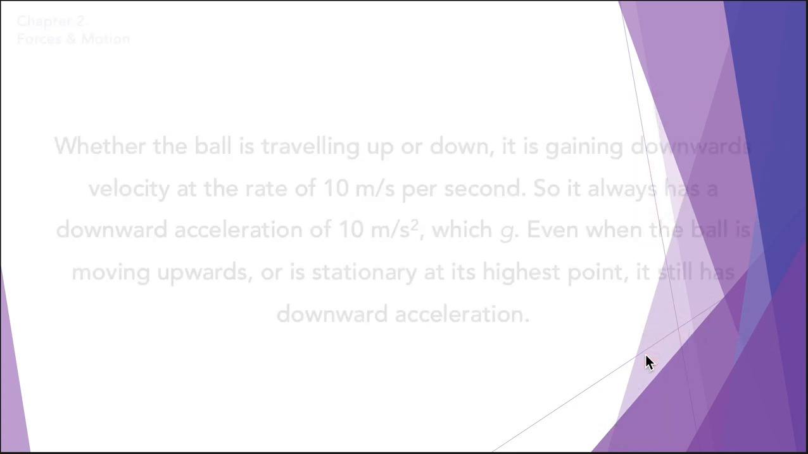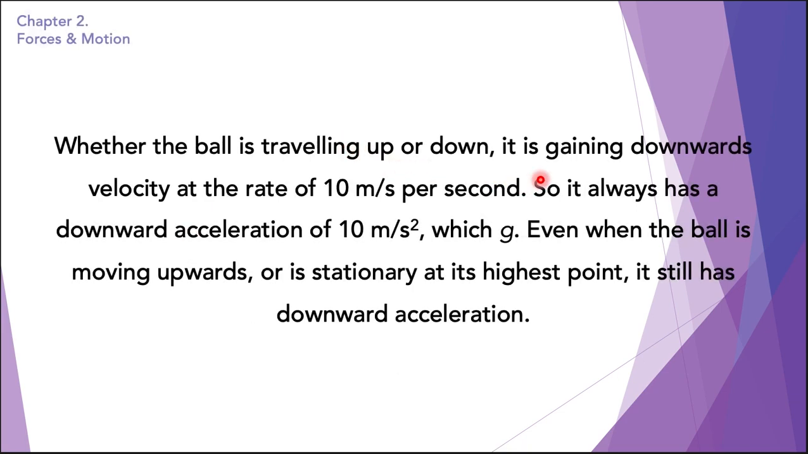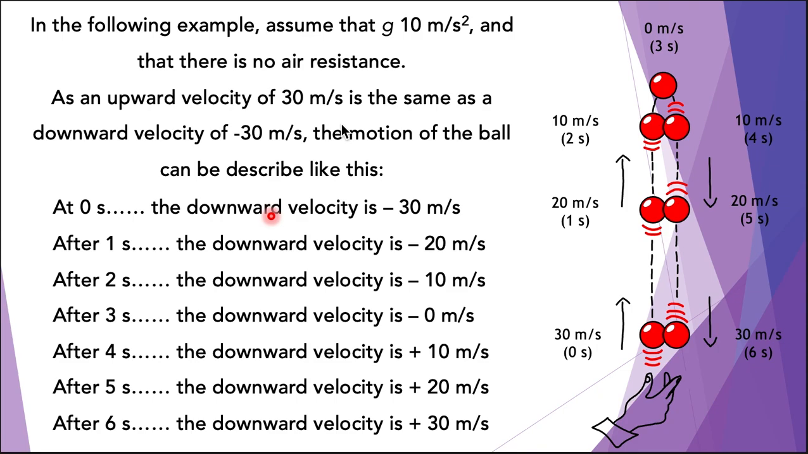Whether the ball is traveling up or down, it is gaining downward velocity at the rate of 10 meters per second every second. So it always has a downward acceleration of 10 meters per second squared, which is g. Even when the ball is moving upwards or is stationary at its highest point, it still has downward acceleration. This experiment tells us that any object always has a downward acceleration, which is basically the Earth's gravitational field strength, which we call g.